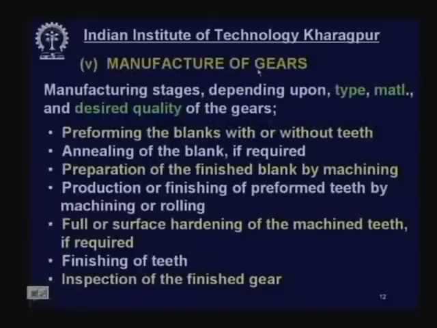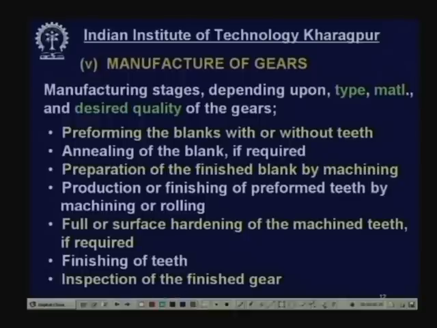Next comes manufacture of gears. How the gears are manufactured? Now, the manufacturing stages. There are different stages of manufacturing of gears. Gears can be done by one stage, or a number of steps or stages. Manufacturing stages depend upon the type of the gear, the material of the gear, and the desired qualities, that is accuracy and finish of the gear, so the process will vary.